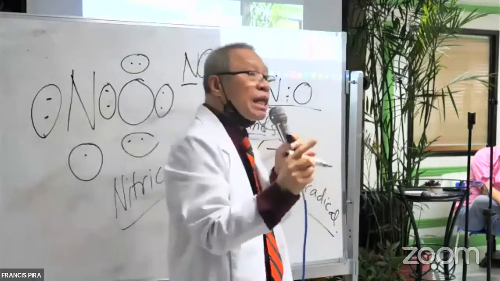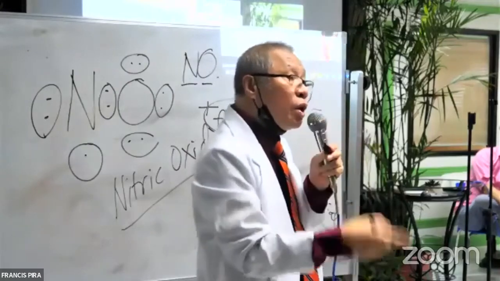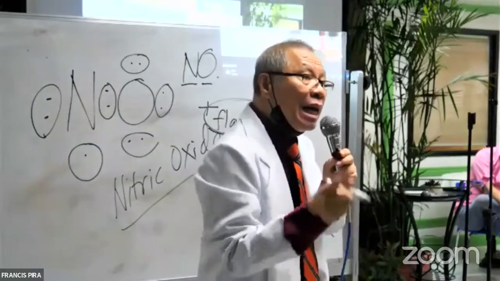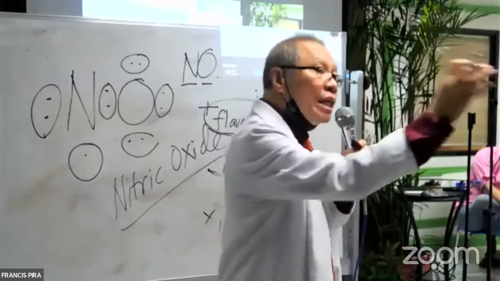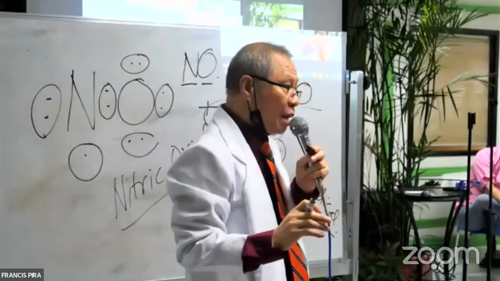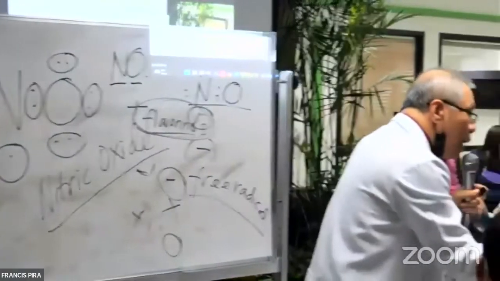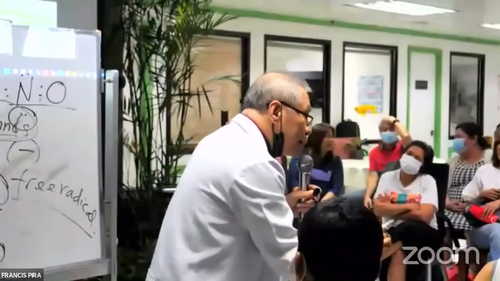Why? Flavonols have lots of pi electrons. Flavonols are very rich in pi electrons that can donate electrons easily to anybody that is unpaired. So if you are a free radical, then you need to have a partner in order to become neutral. Okay?